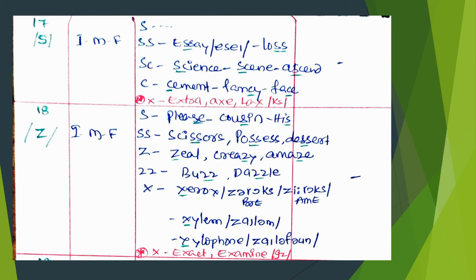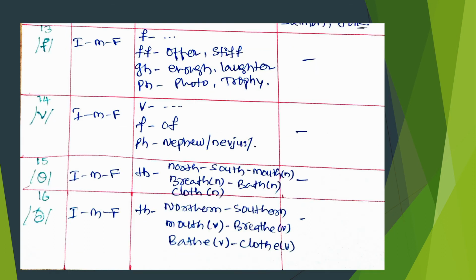The sound s is also represented with the spelling sc, that is science, s-c-e-n-e, scene, a-s-c-e-n-d, ascend. And this is also represented with c, that is cement, fancy, and f-a-c-e, face. And this is also represented with x in some words, for example e-x-t-r-a, extra, a-x-e, axe, l-a-x, lax. The next.